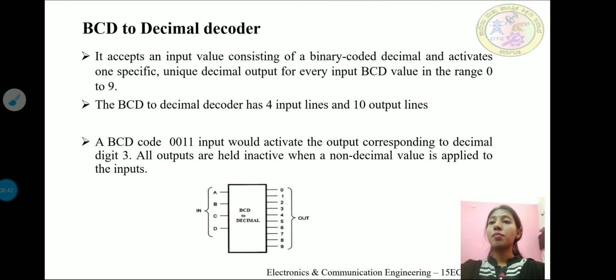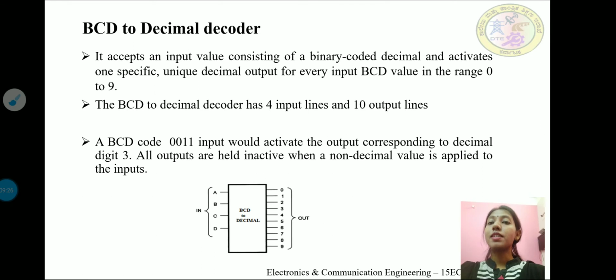The BCD to decimal decoder accepts the BCD code as the input and activates one specific output for every BCD input value in the range of 0 to 9. So it has 4 input lines and 10 output lines, and hence it is referred to as a 4 line to 10 line decoder. For example, if we apply the BCD code 0011 as the input, then the output line that is activated is the decimal digit 3. The 0011 corresponds to the BCD equivalent of the digit 3, so the digit 3 output line will be activated.